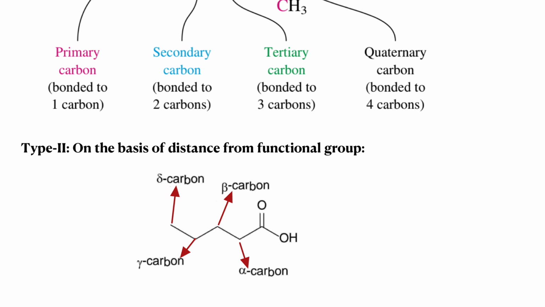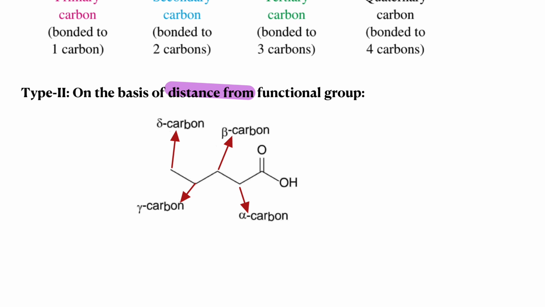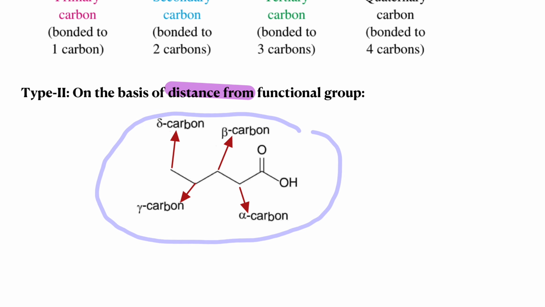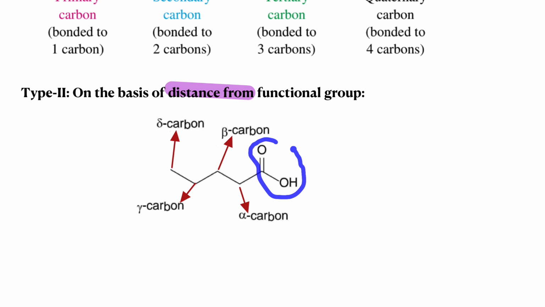The second classification is based on the distance from the functional group or substituent. In this example, we have carboxylic acid, which is a functional group, and this COOH containing carbon is called alpha carbon. Carbon which is directly attached to a functional group or substituent is called alpha carbon. Next is beta, later gamma, next delta. So this is alpha, beta, gamma, delta. This is the classification of carbons.